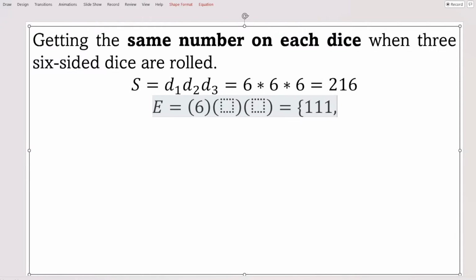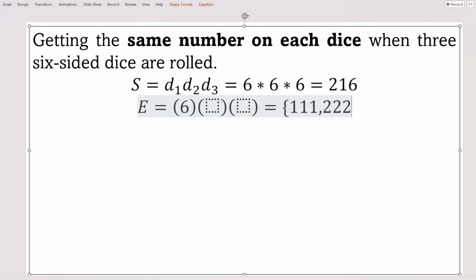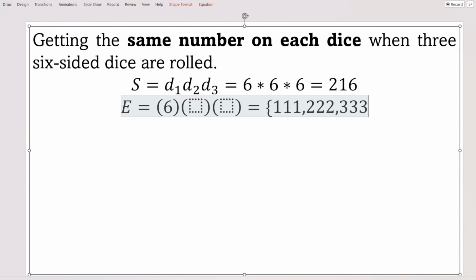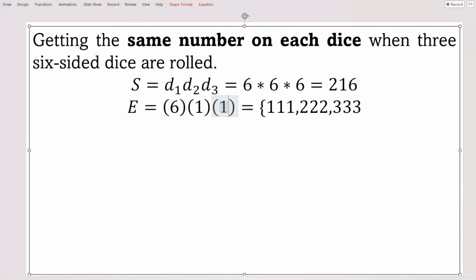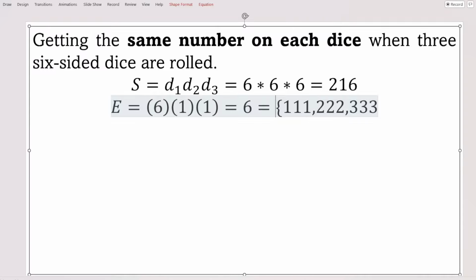Okay, if I get number 2 on the first dice, the next ones should also be number 2. I have no choice there. If I get number 3, the others would still be number 3. So if I select any number here from the six numbers, I will have no other selections for the other dice. It can only be one. Okay? So 6 times 1 times 1, that is 6.